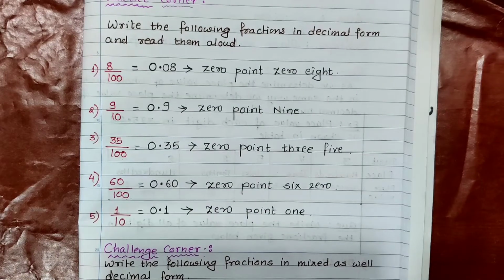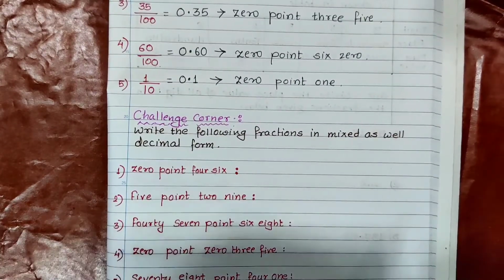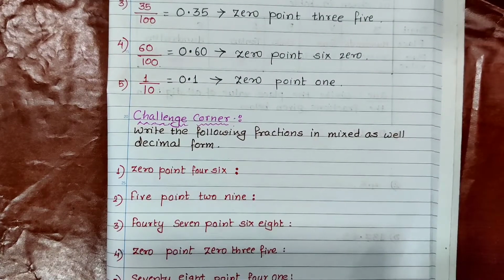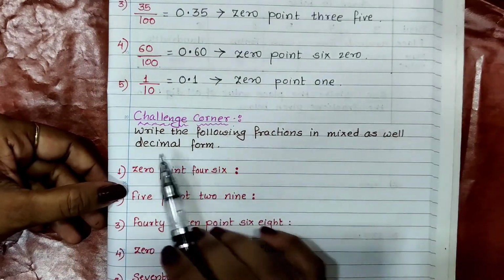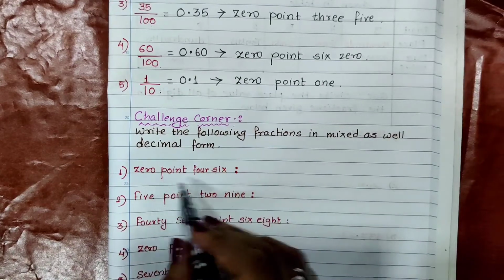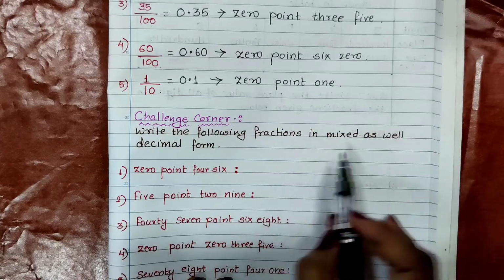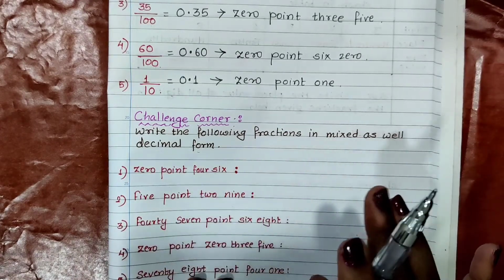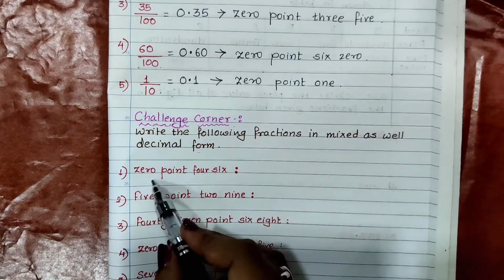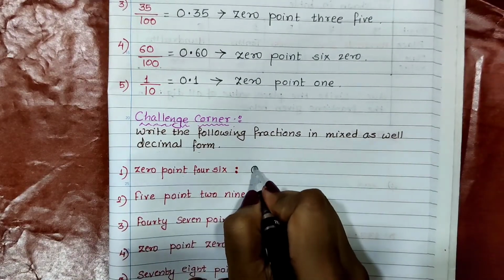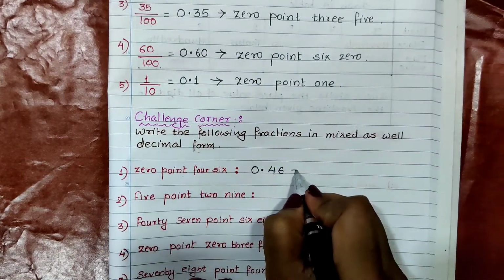Now, we have to write the question from challenge corner. So, question is from challenge corner. Write the following fraction in mixed as well as decimal form. So, we have to write it in mixed form as well as decimal form. First, we will be writing decimal form. Okay, decimal form. That means decimal form means we have to use the decimal point. We have to use the point. So, 0.46. How to write? 0.46. Very easy.